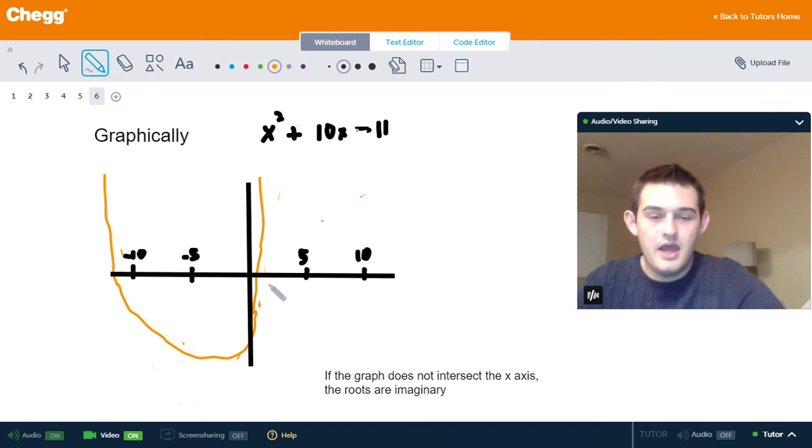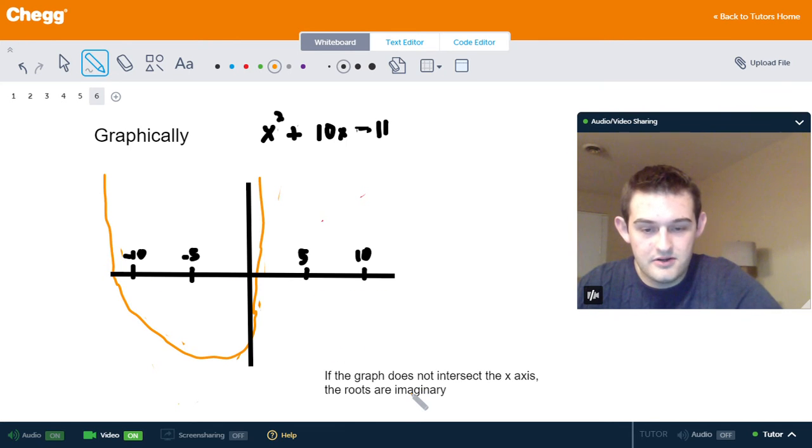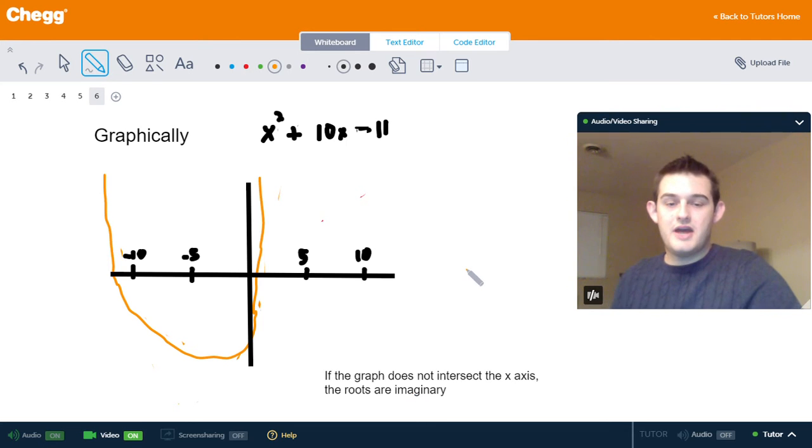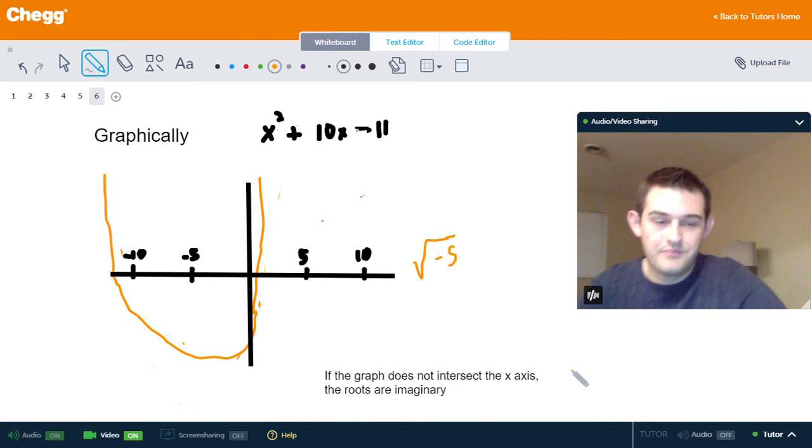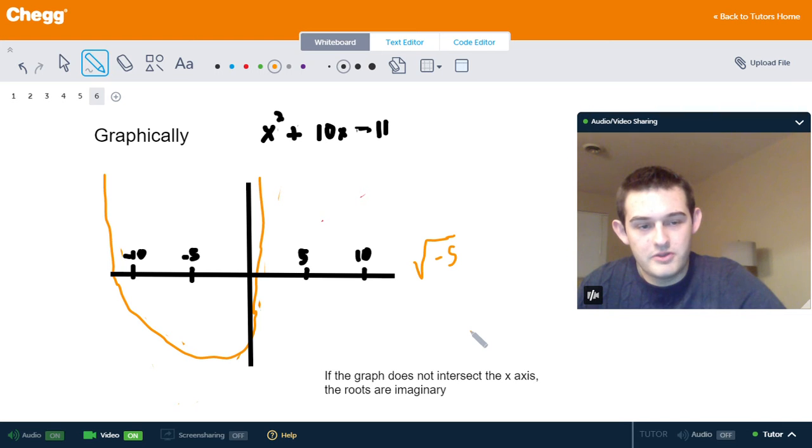Okay? And a little note, if the graph does not intersect this axis here, all the roots are imaginary, and so that's like when we have a root of a negative number. Okay? So those are imaginary roots. And those are a little more difficult to solve for, and in those cases we would have to do a separate video for that, which I'm sure will be coming out soon on the Chegg website here on YouTube.